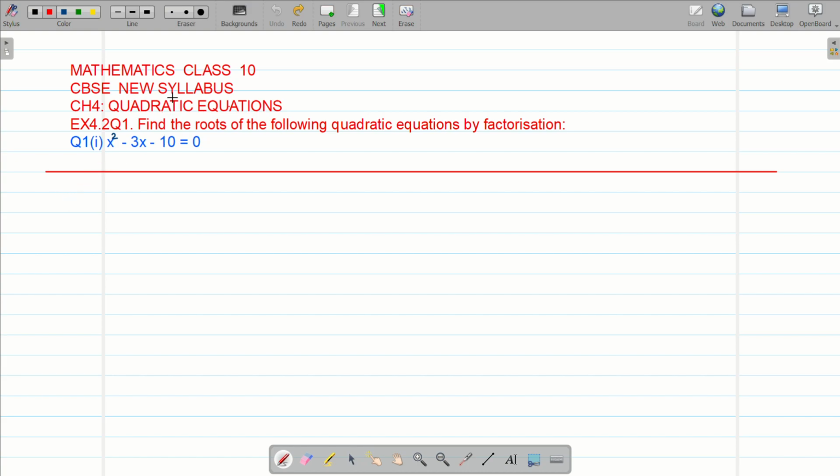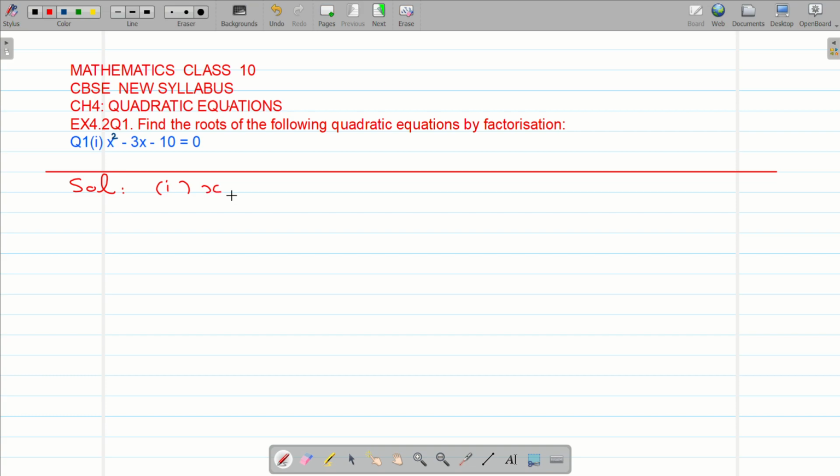Class 10 Mathematics CBSE New Syllabus, Chapter 4: Quadratic Equations. Find the roots of the following quadratic equation by factorization. x squared minus 3x minus 10 is equal to 0.